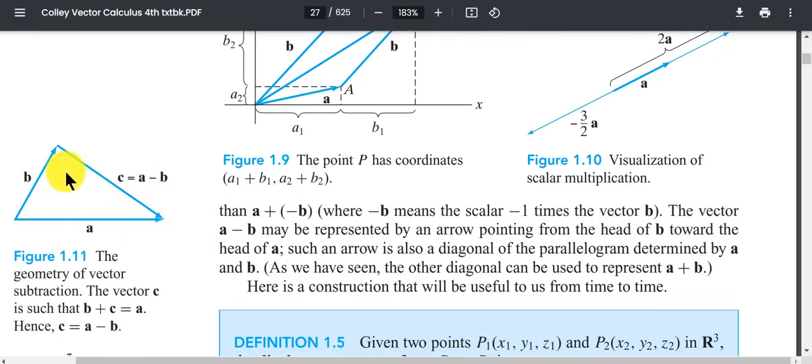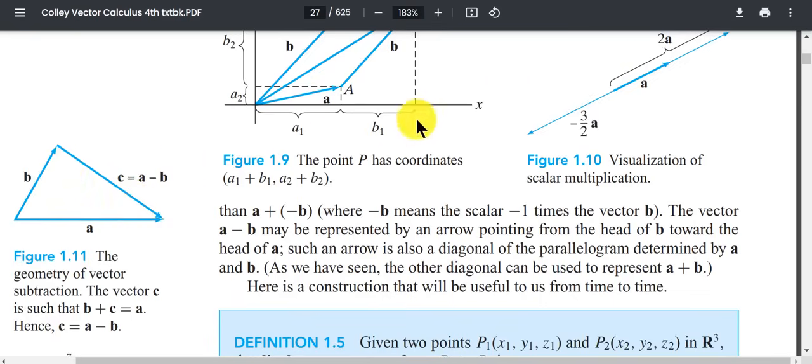But which one is correct? When we add B and C, that means we're adding B and A minus B. So you can see that the B's cancel out and you get A, which is what you're supposed to get. If you try it the other way, you don't get B. If you take A and A minus B, you get 2A minus B, which is not B. So it is correct that it goes from B to A, not from A to B.